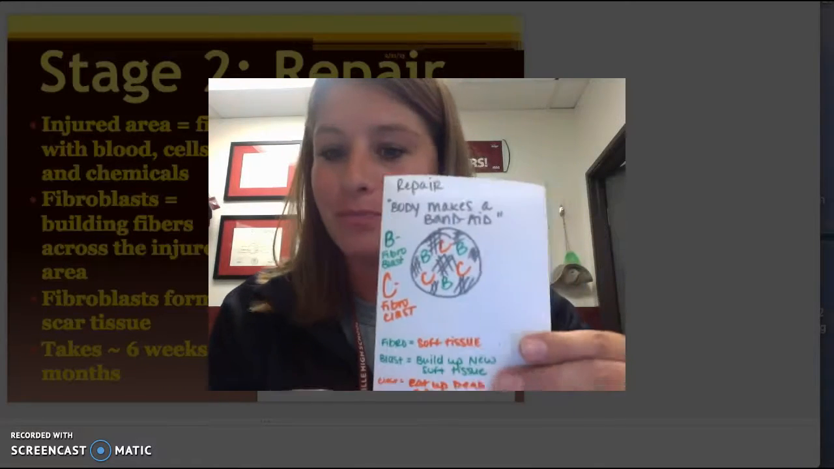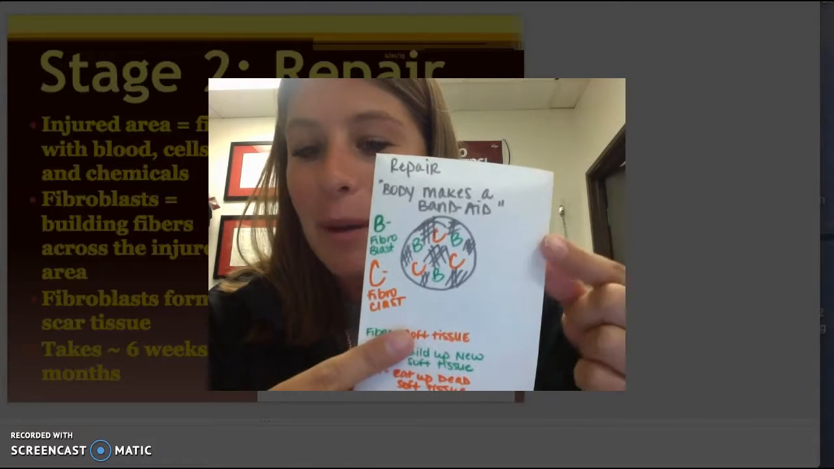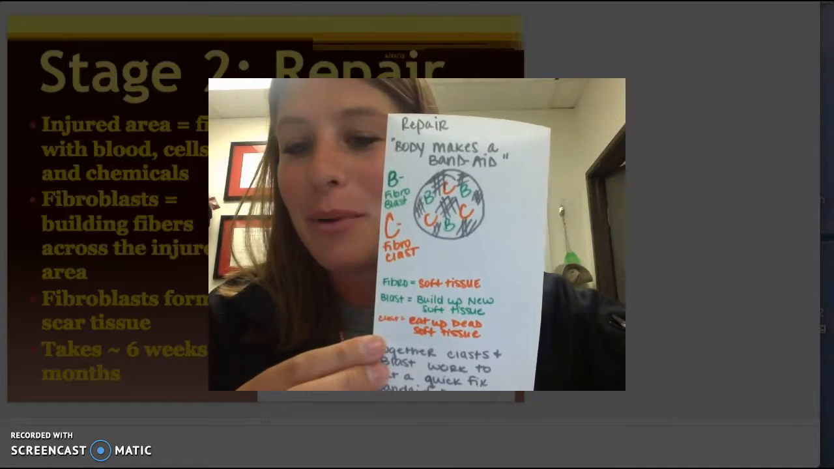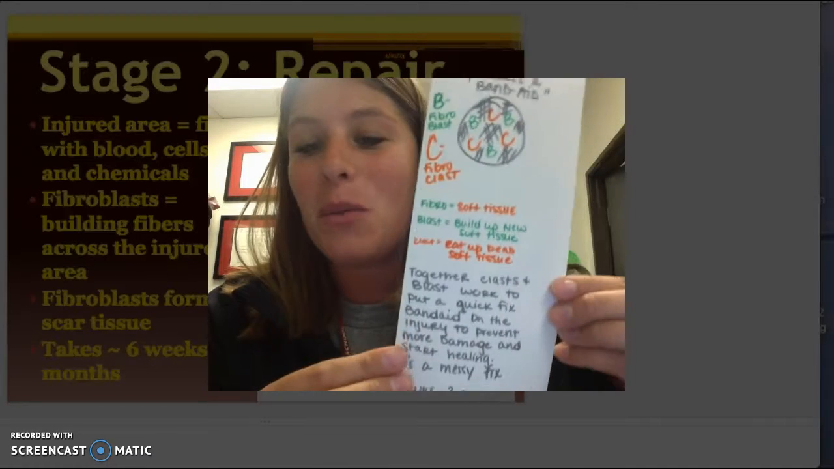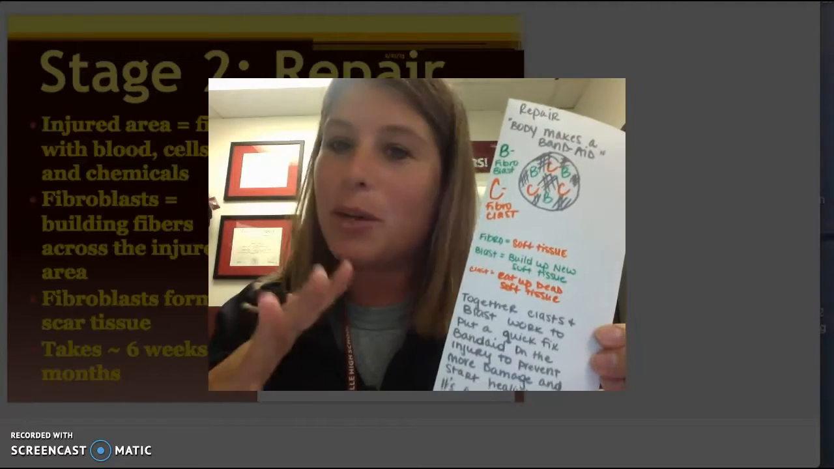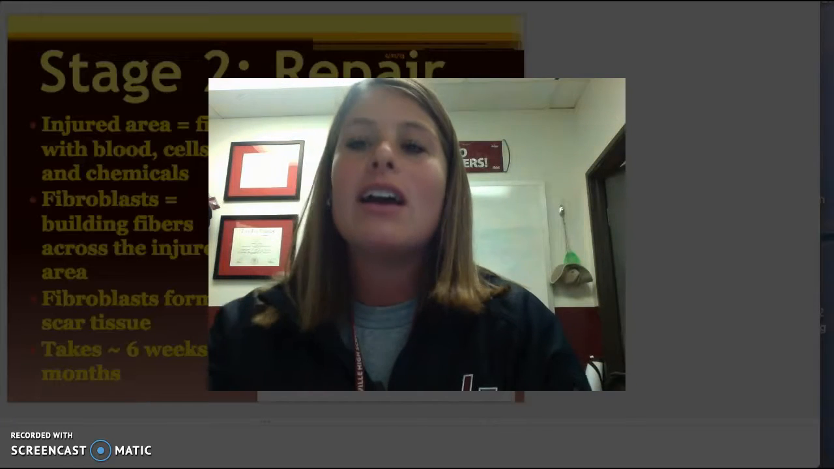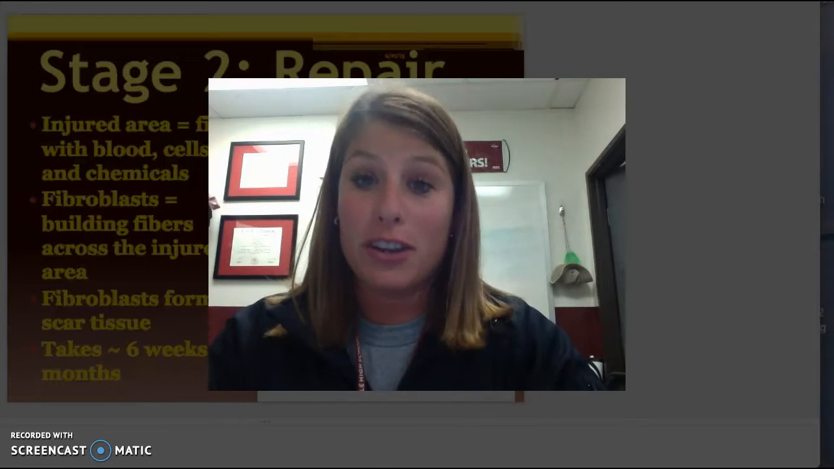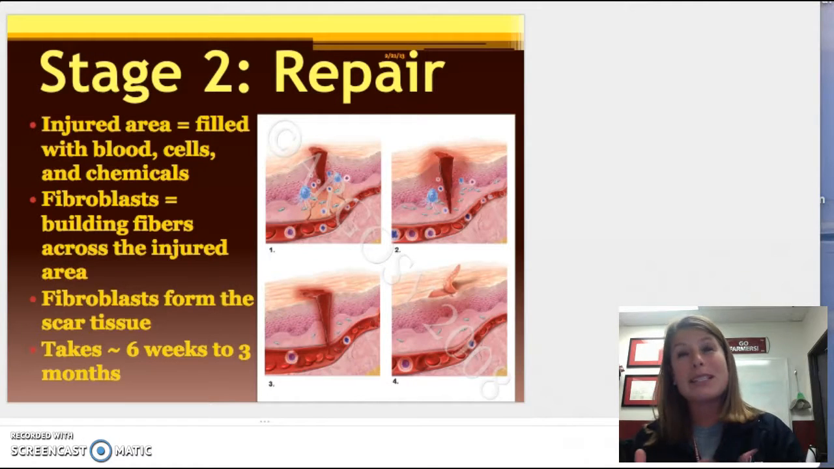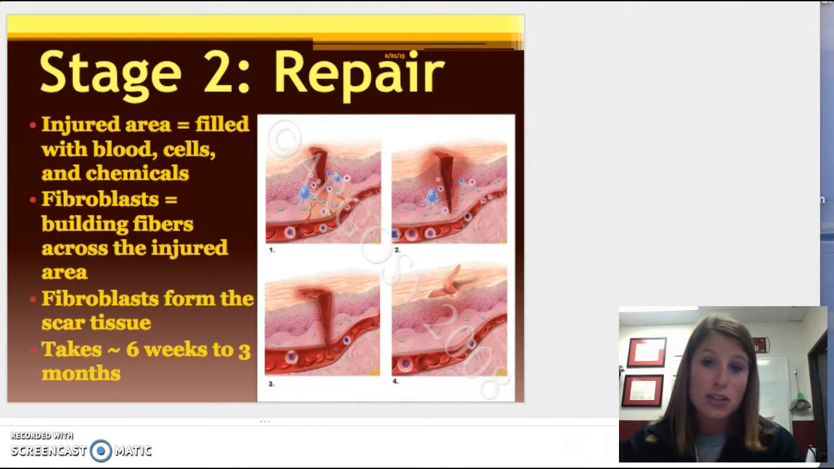And again, another picture. On my picture, I've got my B's and my C's, and those are showing my different fibroblasts and my fibroclasts. They are just thrown in there in the mix, trying to put a band-aid on it, just trying to get it to heal and not have any further injury. It's kind of a quick fix. This process can take 6 weeks to 3 months, but it does depend on the injury. Remember, yesterday we talked about paper cuts. I don't have a paper cut problem for 6 months. So it just depends on how bad.